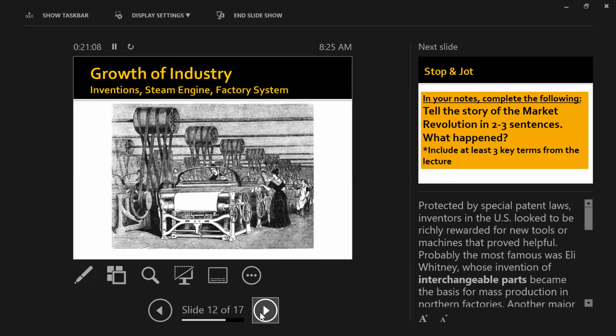Now we're going to look at the growth of industry. New laws were being passed in the United States, which encouraged inventors. And inventors were encouraged to be creative and find new ways to make things better.